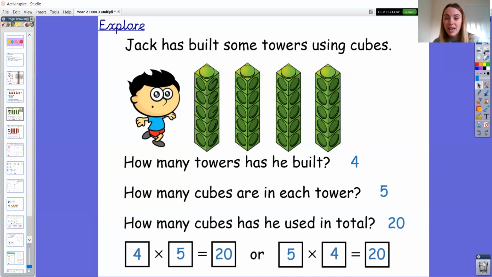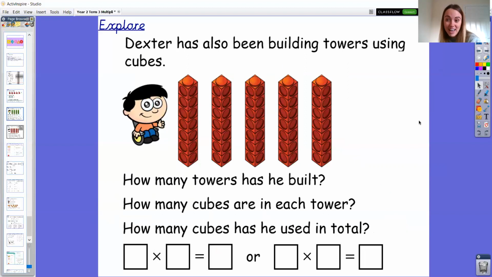Brilliant. Okay, so moving on, we have Dexter. Dexter's joined us today. So thinking about the process we've just gone through together on the last question, please pause the video here and answer the questions. How many towers has he built? How many cubes are in each tower? How many cubes has he used in total? And see if you can write both multiplications showing that it is commutative.